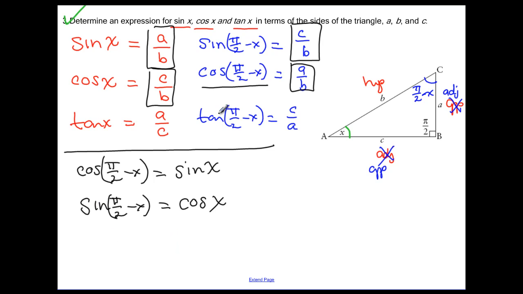And then finally, we take a look expecting to see an a over c and an a over c here, but we don't. So this is a bit of a special case, but we can figure it out fairly quickly because this is really just the reciprocal of what I see over here. So tan of pi over 2 minus x isn't equivalent to tan x, it's equivalent to the reciprocal of tan x, which of course is cotangent x.